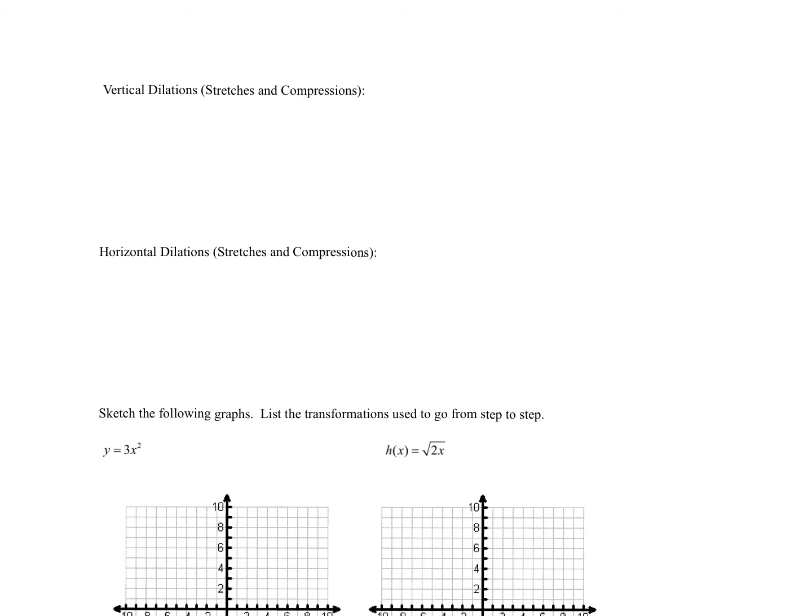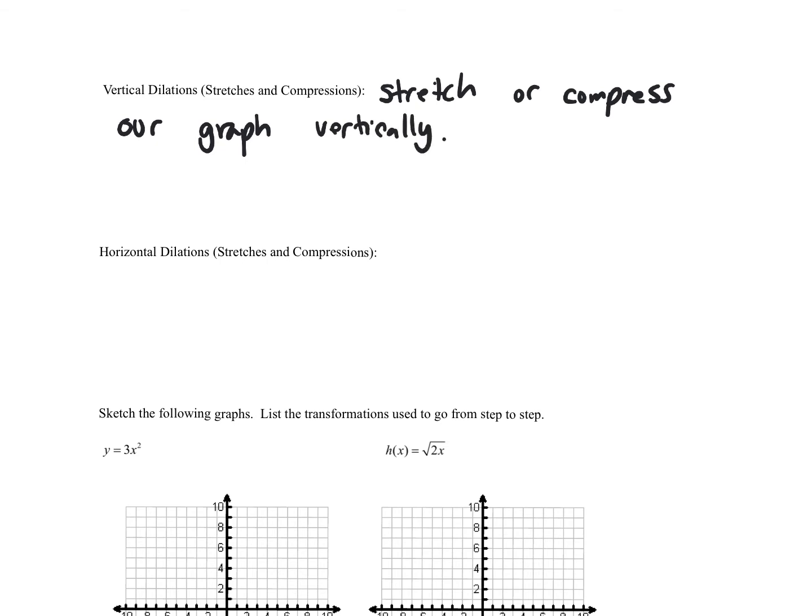So a vertical dilation is going to stretch or compress our graph vertically. And again, vertically obviously means with the y. Now the way we do this is if you take a function y equals f of x, if I want to dilate it vertically, I multiply an a out in front. I multiply some real number a.